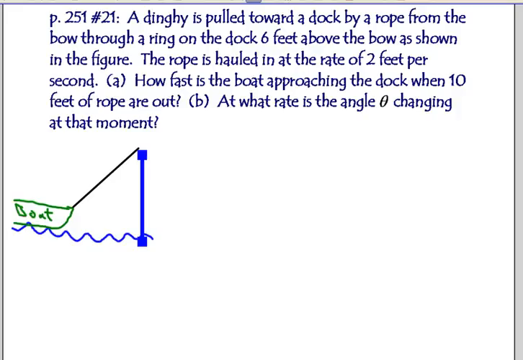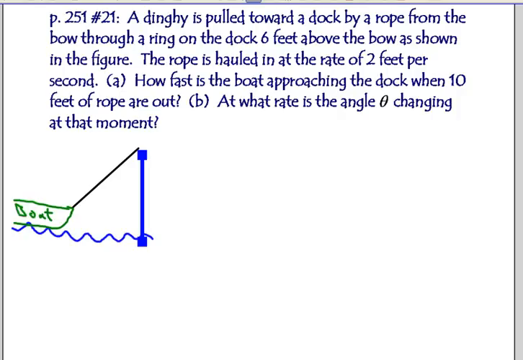All right, we are in problem 21. A dinghy is pulled towards a dock by a rope from the bow through a ring in the dock 6 feet above the bow as shown in the figure. Rope is hauled in at the rate of 2 feet per second. A, how fast is the boat approaching the dock when 10 feet of rope are out? B, at what rate is the angle theta changing at that moment?